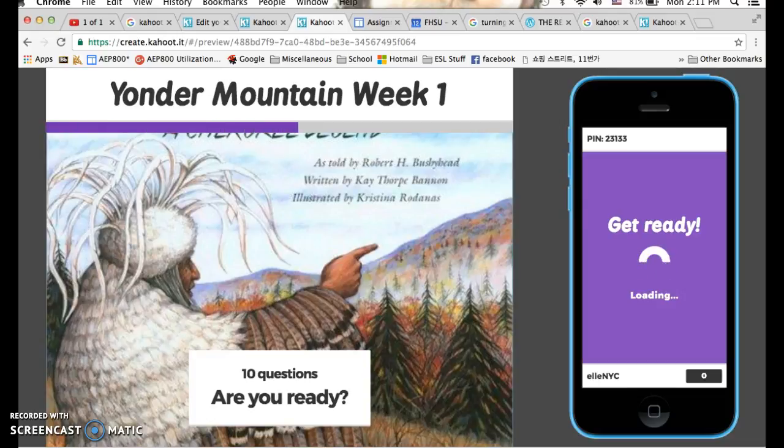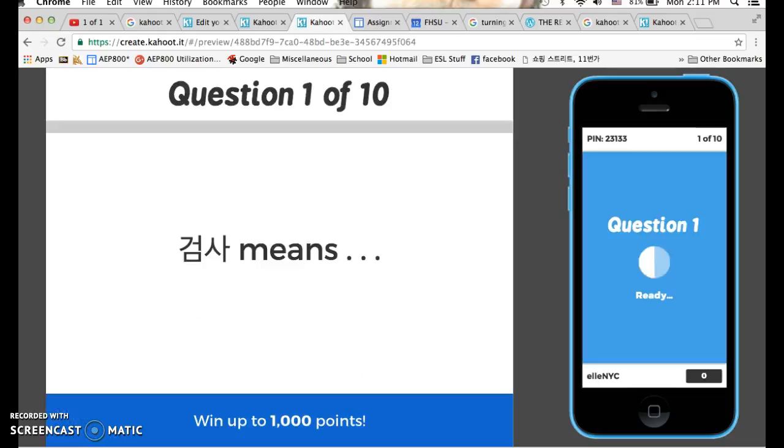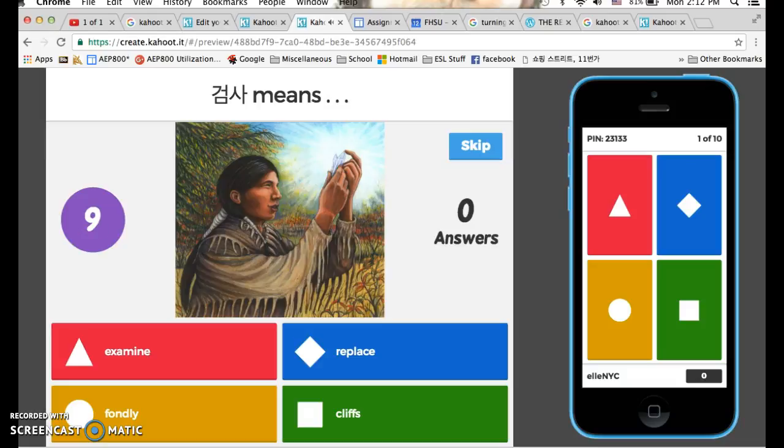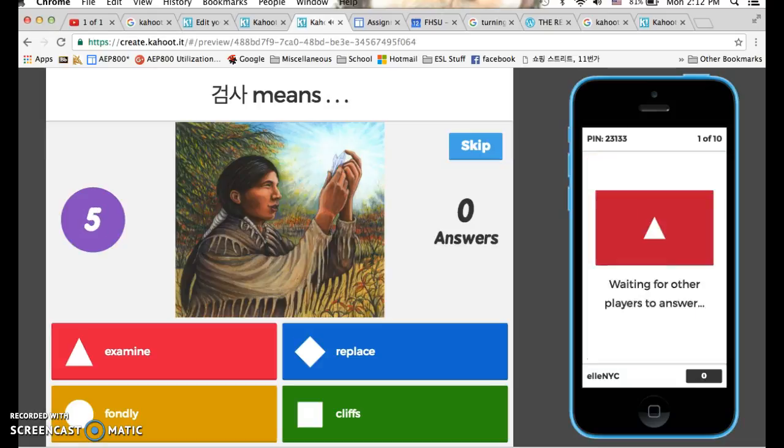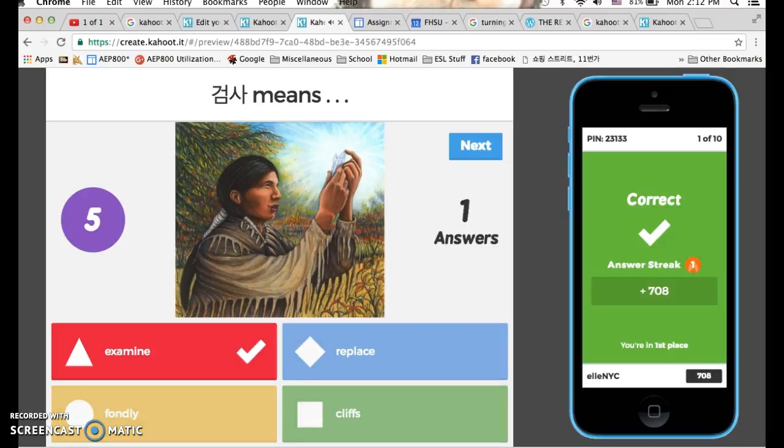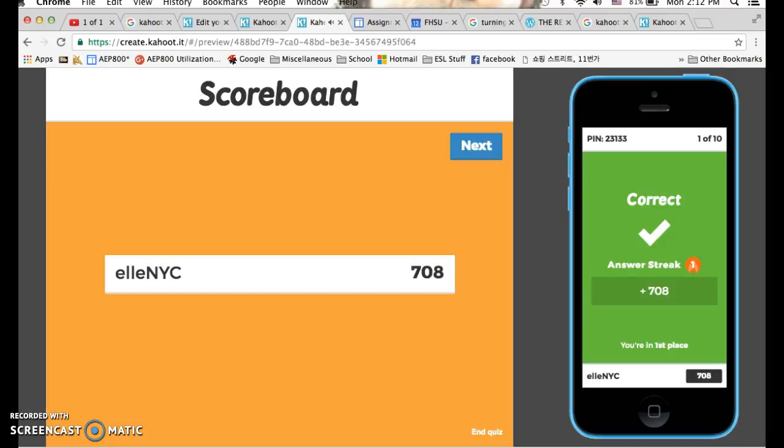Okay, so 10 questions. Are you ready? Okay, this is what they'll see on their phone. They won't see the question, they'll only see the shapes. So that means examine. Sweet. Next.